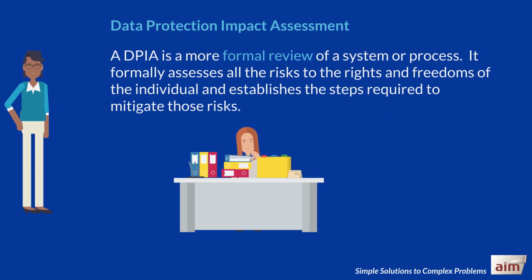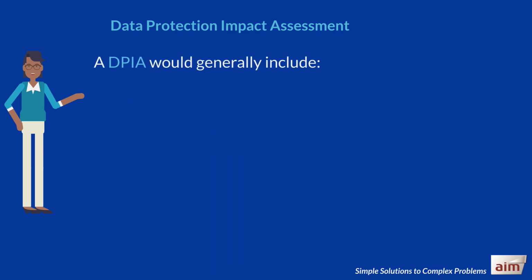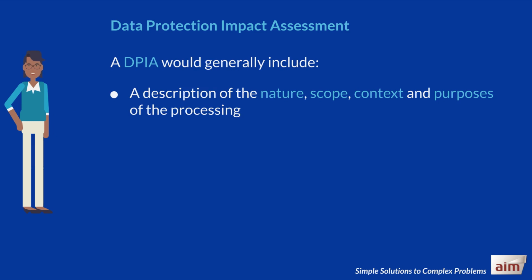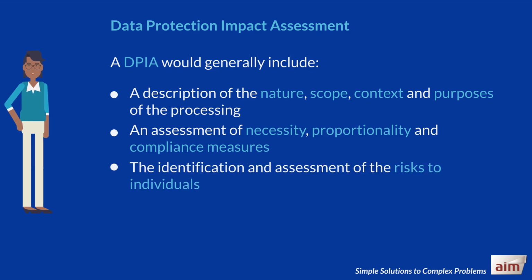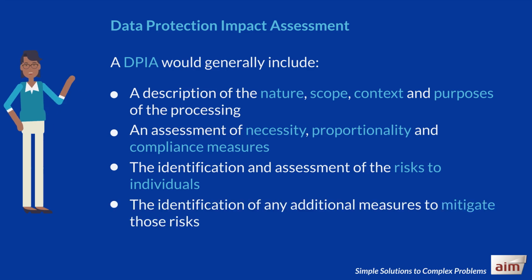It formally assesses all the risks to the rights and freedoms of the individual, and establishes the steps required to mitigate those risks. A DPIA would generally include a description of the nature, scope, context and purposes of the processing, an assessment of necessity, proportionality and compliance measures, the identification and assessment of the risks to individuals, and the identification of any additional measures to mitigate those risks.